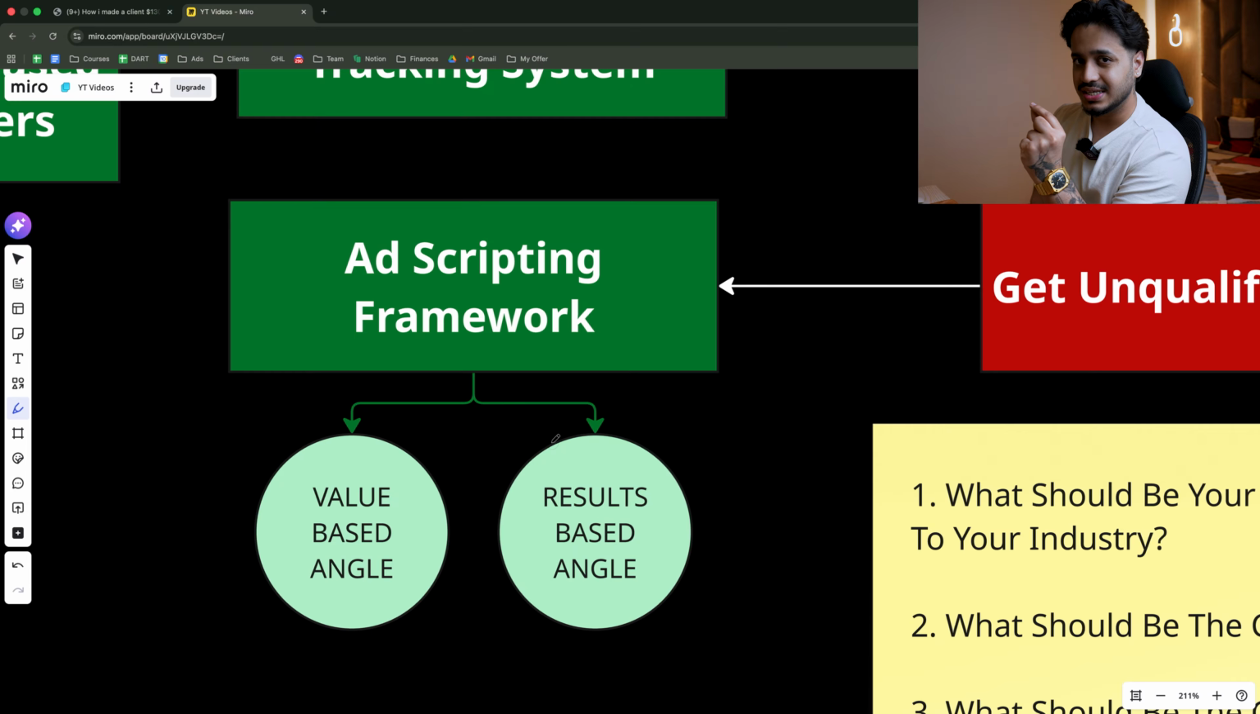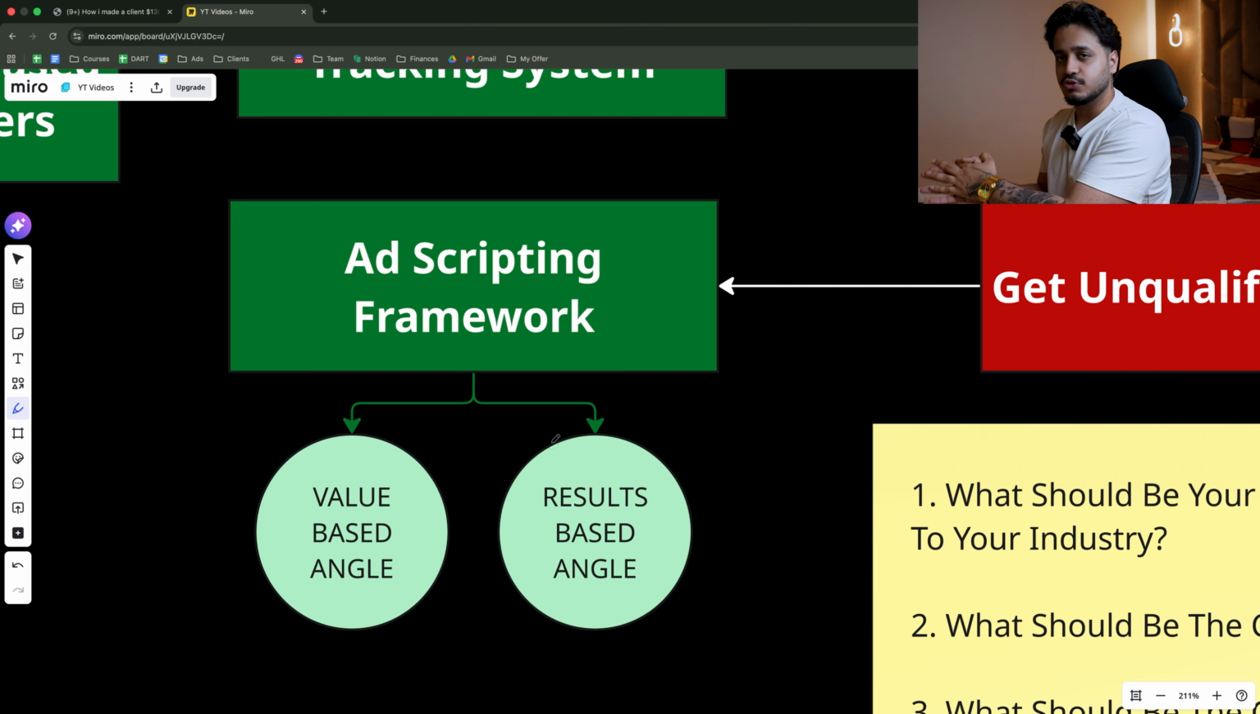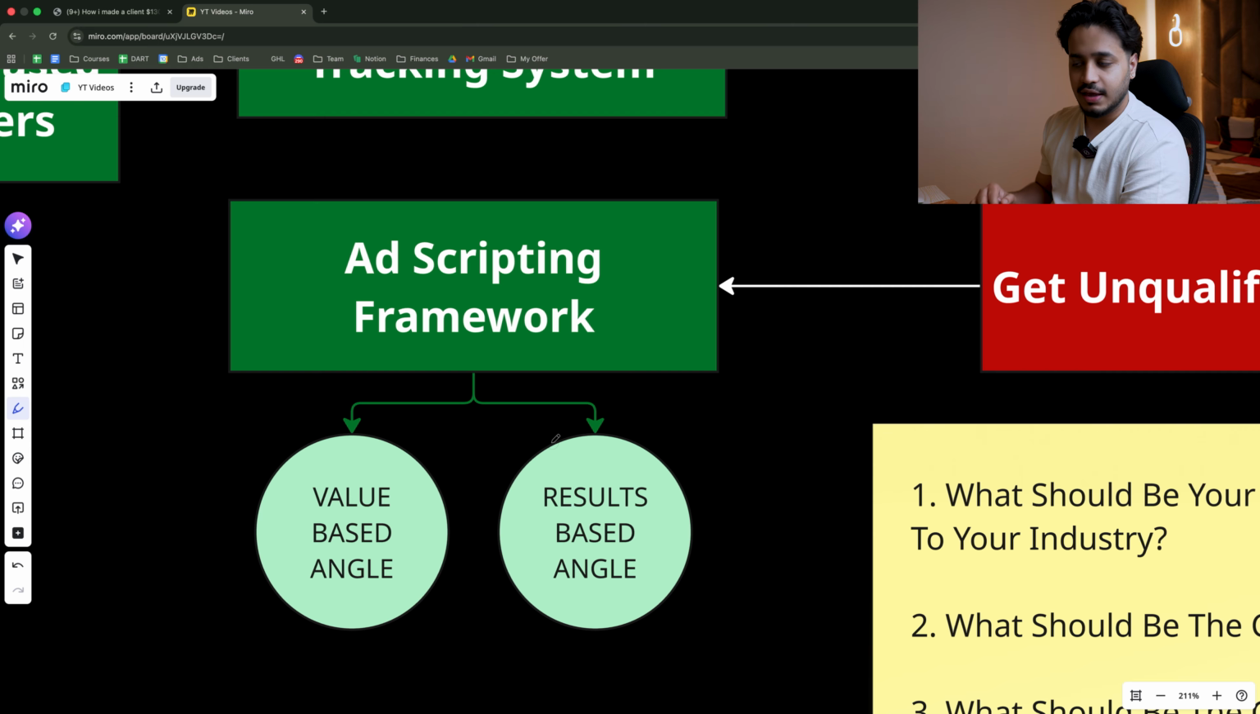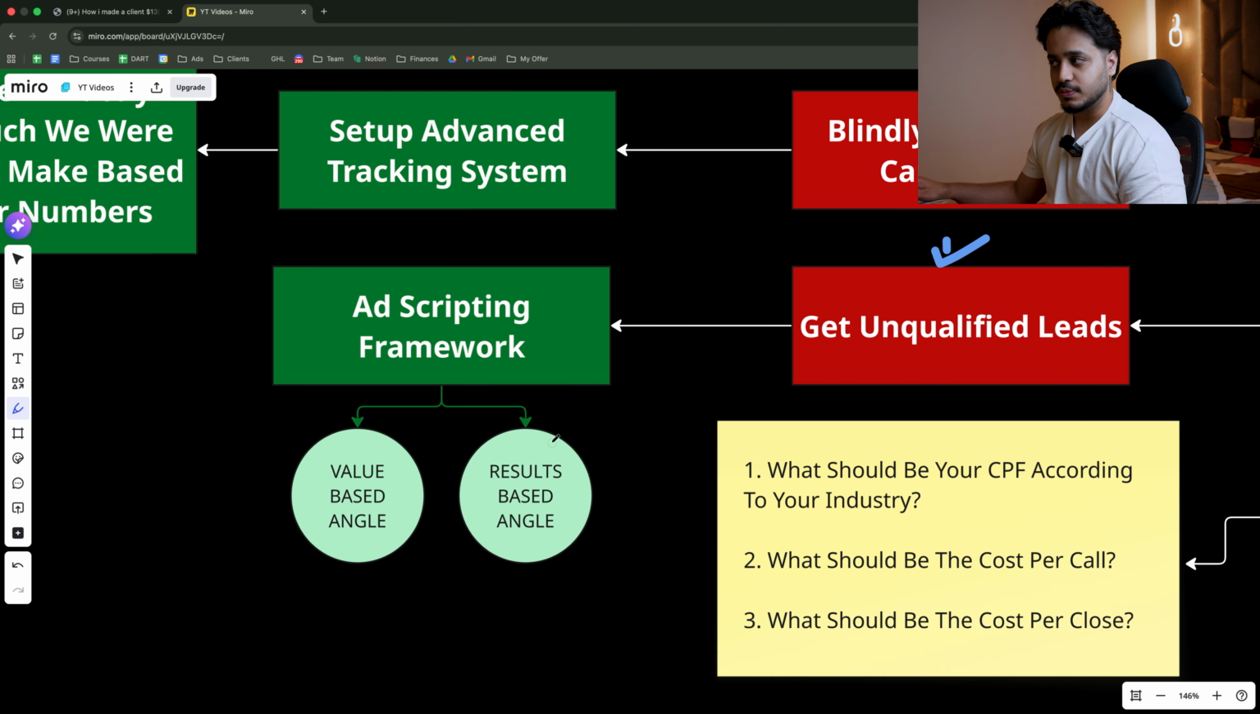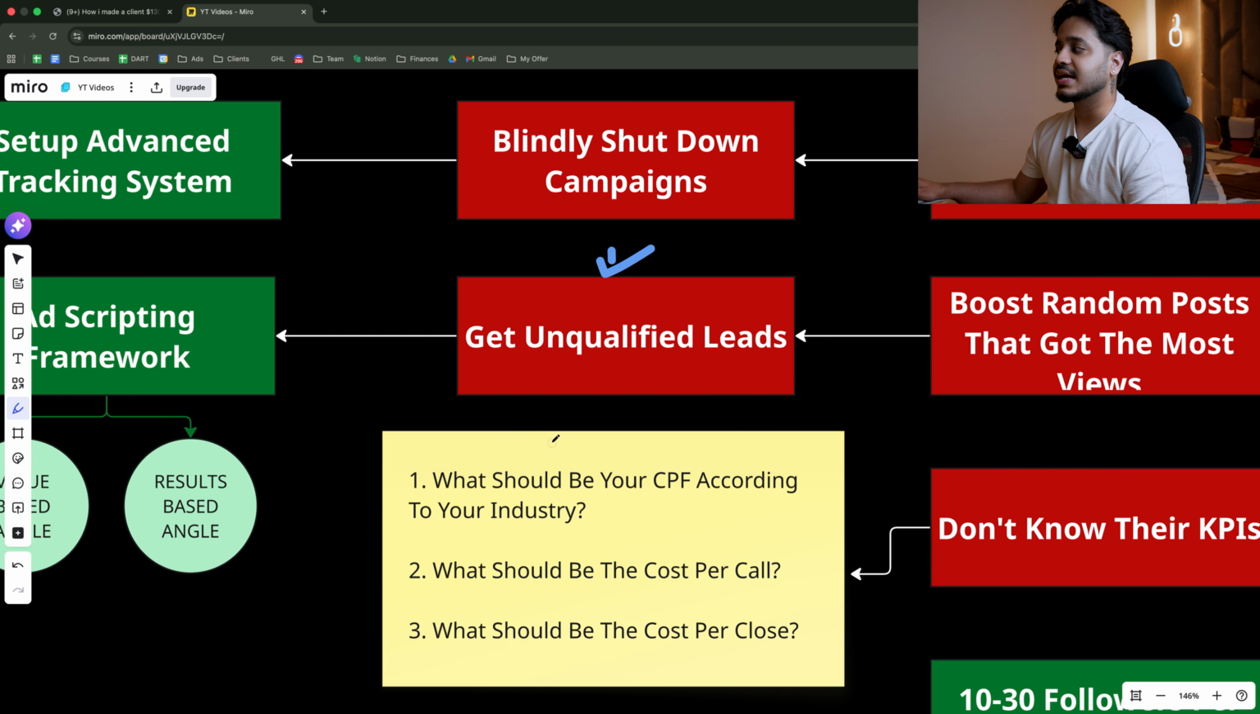Now, that's the key with these ads. You need to give people a reason to follow you, right? If you just tell them to follow you, no one's going to do that. But if you give them a reason to do it, they are going to do that. So that's what the ad scripting framework solves for us. It helps us get qualified leads.